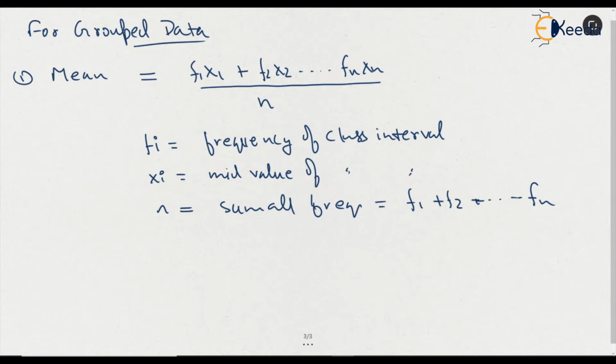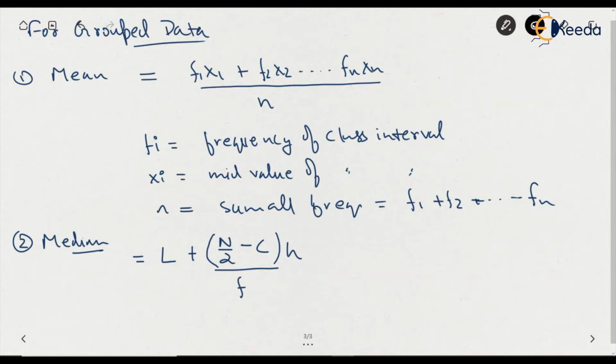In case of median, this value is going to be L plus n by 2 minus c by f into h, where this L will be the lower limit of the median class. How will we find the median class?